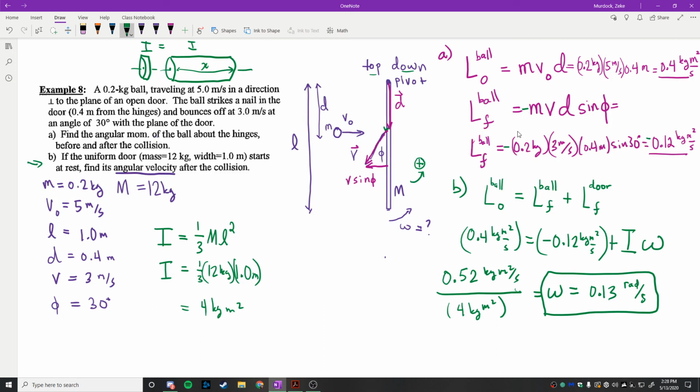This problem isn't that much different from the other ones, but it does introduce the possibility that an object could have an angular momentum after the collision that might be negative, as well as the fact that the two things don't stick together like they did in all the other problems.